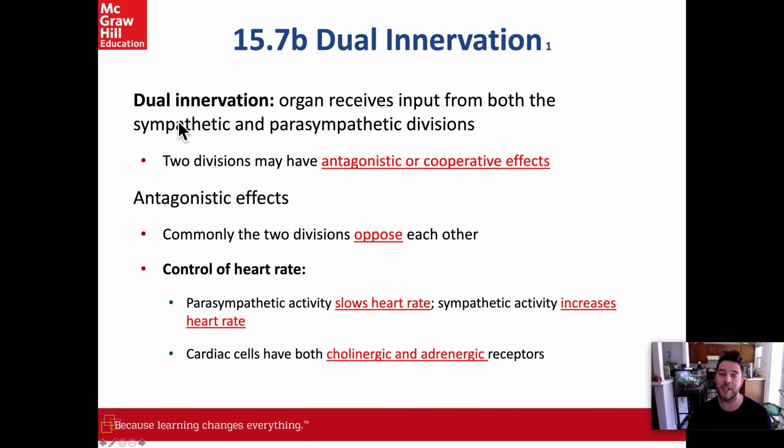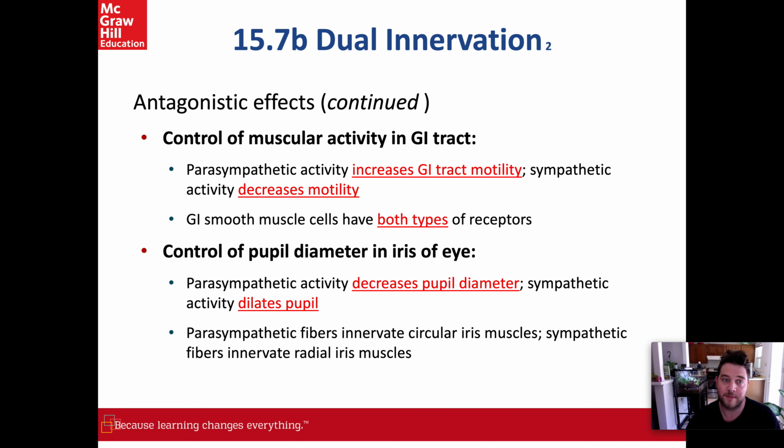We can have dual innervation, where an organ receives input from both the sympathetic and parasympathetic divisions. That can be either antagonistic or cooperative. Antagonistic, usually the two divisions oppose each other. You can see parasympathetic activity will slow the heart rate, sympathetic activity increases heart rate. Your cardiac cells, as we said, have both cholinergic and adrenergic receptors, so they can have these competing signals to find that optimal heart rate for the moment, because it will change a little bit.